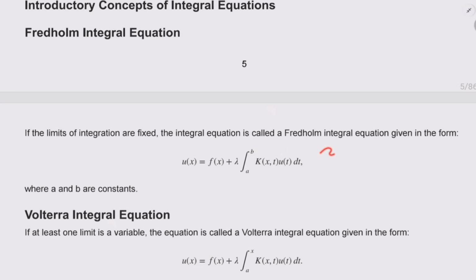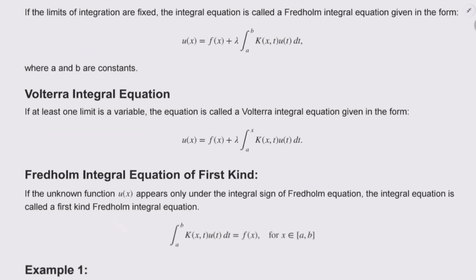So how do you memorize the Fredholm integral equation? You can memorize it by using a trick. Since in Fredholm integral equation the first letter is F, you remember it with fixed limit. So in Fredholm, F is fixed limit. That's how you memorize it.